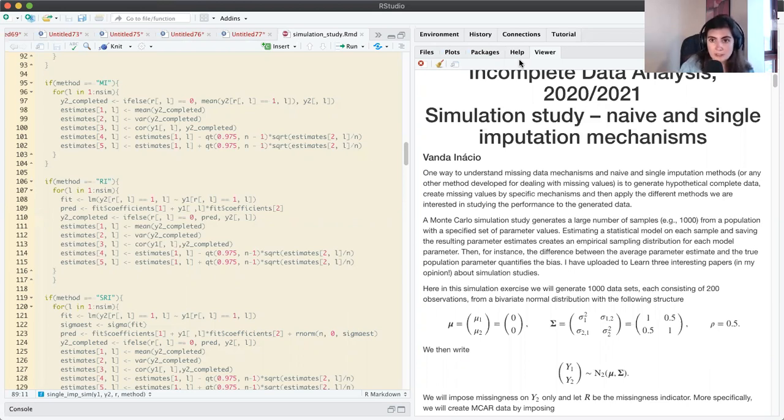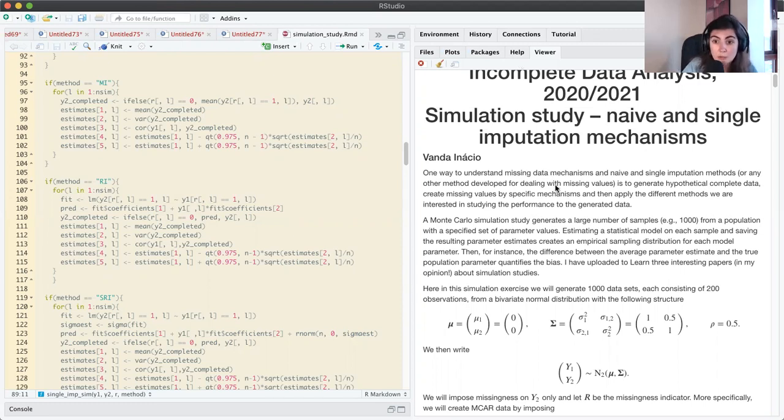So we simulate many data sets with complete data, then we will impose missingness considering the different missing data mechanisms that we have learned: missing completely at random, missing at random, and missing not at random. And for each generated data set, we will apply each of the different strategies: complete case analysis, mean imputation, regression imputation, stochastic regression imputation, and we will check how well each of these recover the true parameters. So let's be more specific.